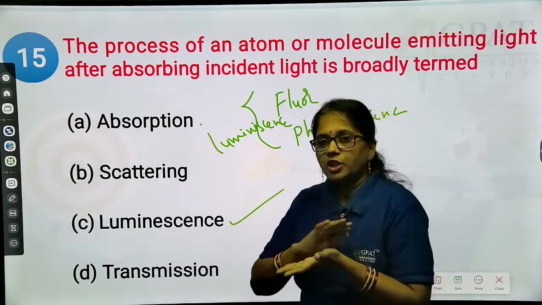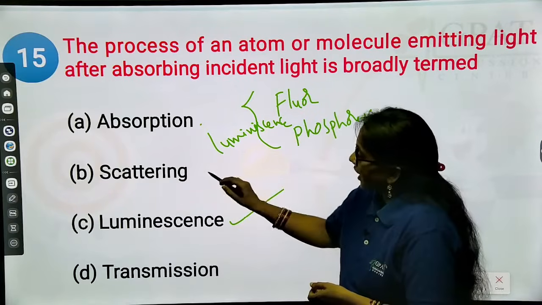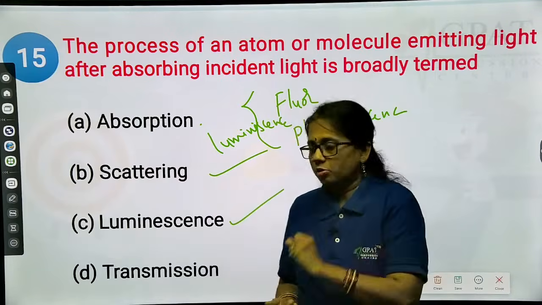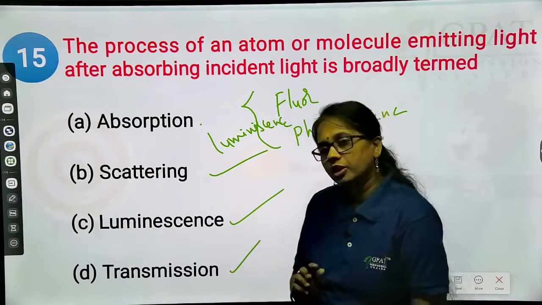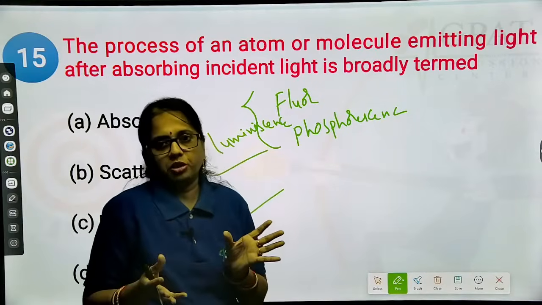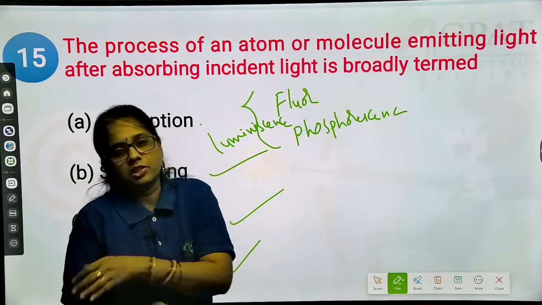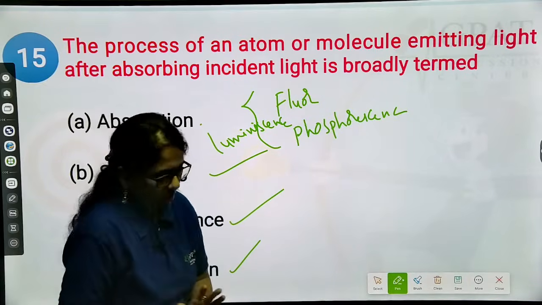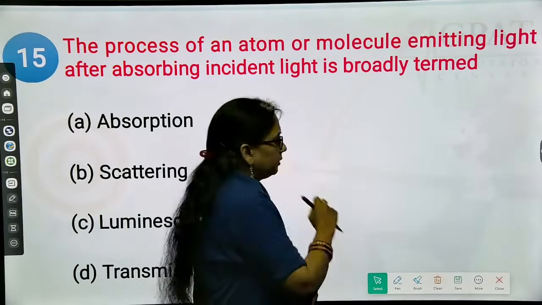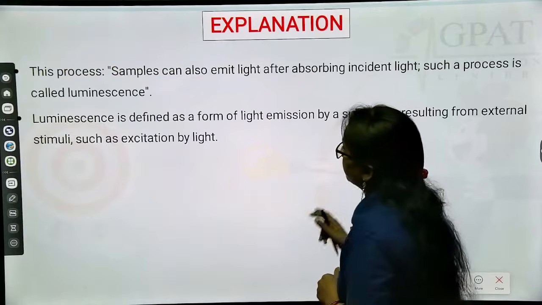Absorption means initially the ground state atoms or molecules are going to do scattering of the radiation, which is done by the particles present in the solution. And transmission is the remaining unabsorbed light after absorption, which is transmitting through the sample. Okay, so the right answer here is option C, luminescence, it is the correct definition for this.